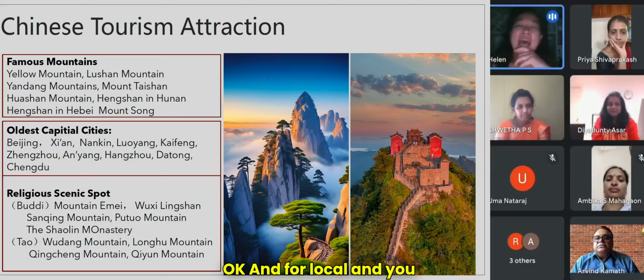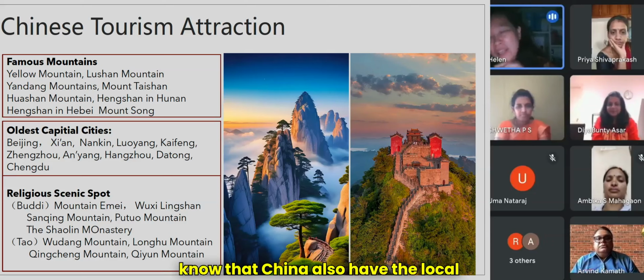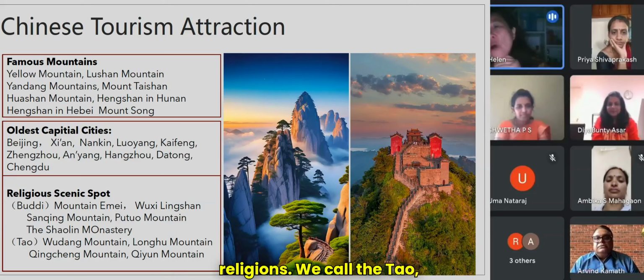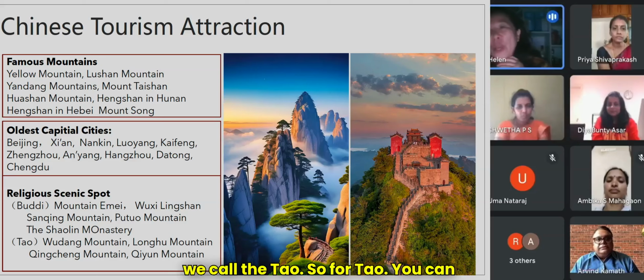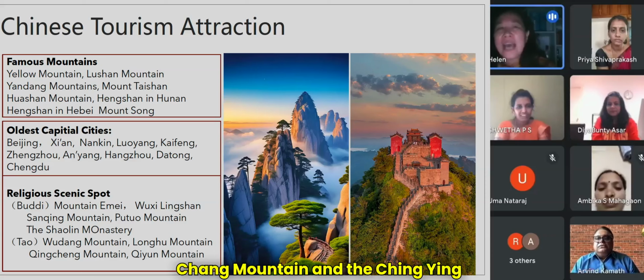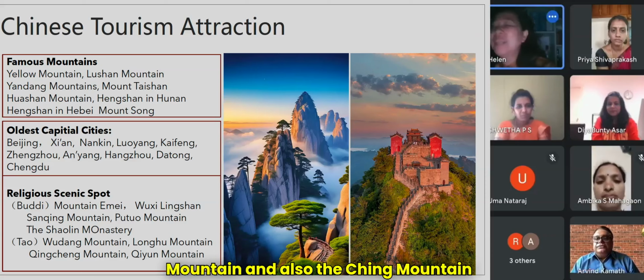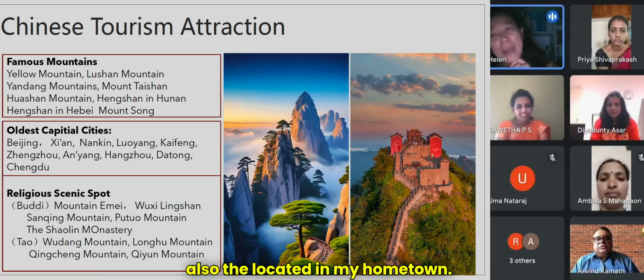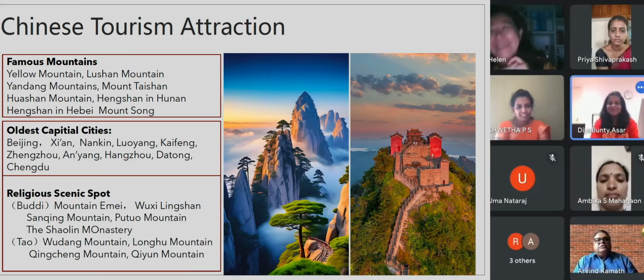Okay, and China also has local religions. We call it Dao. So for Dao, you can see the Wudang Mountain, Longhu Mountain, Qingcheng Mountain, and the Qiyun Mountain. And the Qiyun Mountain is also located in my hometown. Okay.